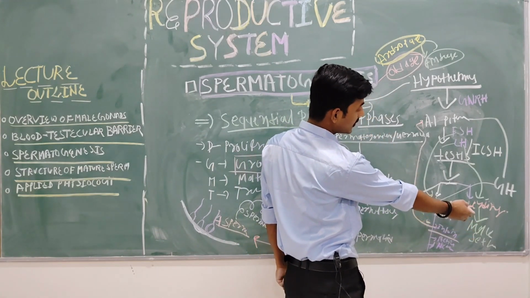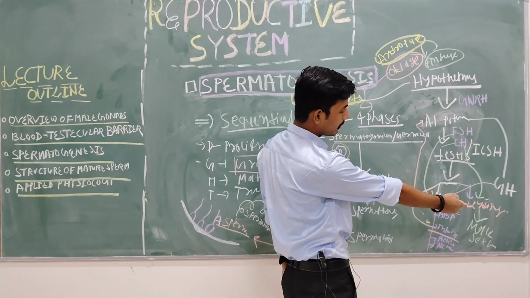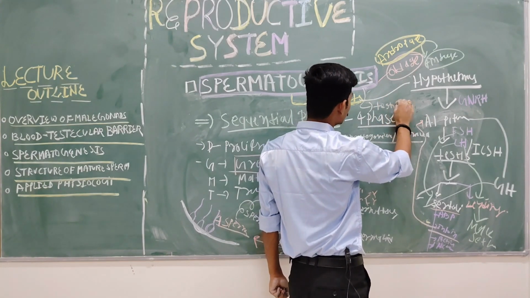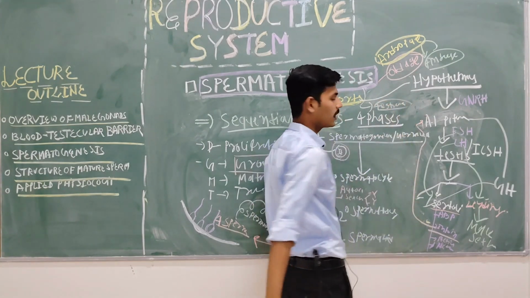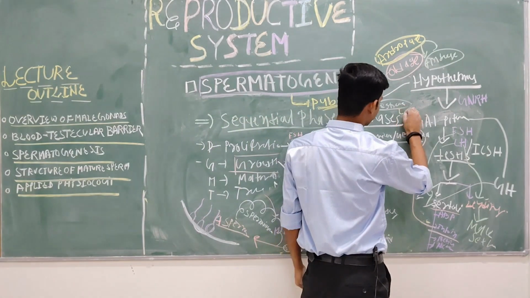There is the activation of the Leydig cell, and this activation of the Leydig cell in turn produces the male sex hormone that we term testosterone. Now, what are the functions of testosterone? What is this testosterone doing? They are developing the secondary sexual characters.